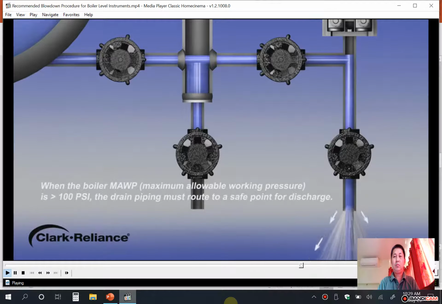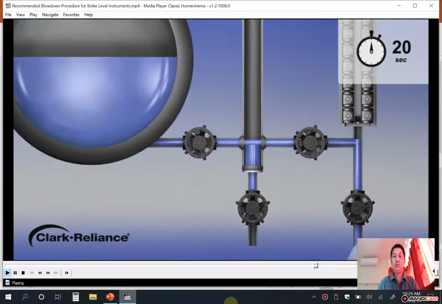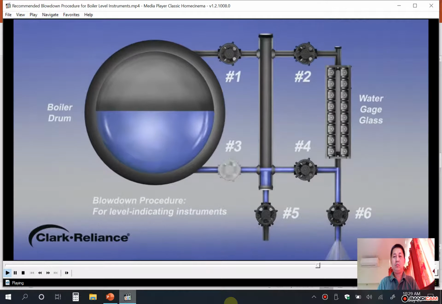The drain must be routed to a safe location, away from the operator. The drain piping may be routed to a condensate tank or a location away from the instrument, which may require a second individual in order to validate the flow. After 20 seconds, close the water valves number 3 and number 4.